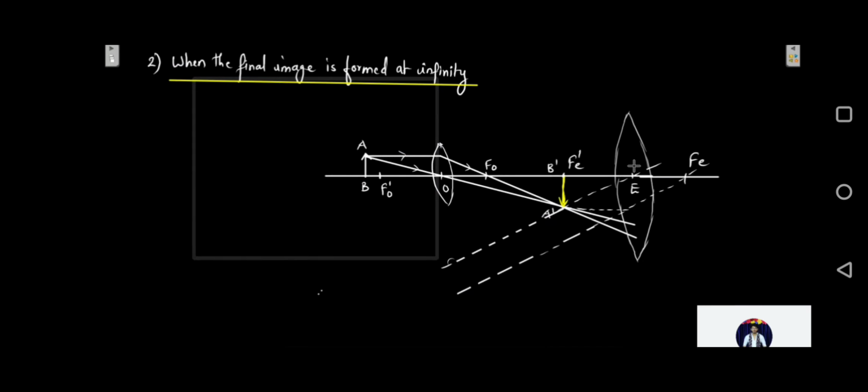The object should be placed at the focus of the simple microscope, so that the final image is formed at infinity. So the distance is adjusted such that the image of the objective is obtained at the focus of the eyepiece, so that what is going to happen? The final image which is produced by the eyepiece will be produced at infinity. Okay, so the image distance for the eyepiece is going to be infinity, and the object distance for the eyepiece, that is UE, is going to be the focal length of the eyepiece, that is FE.